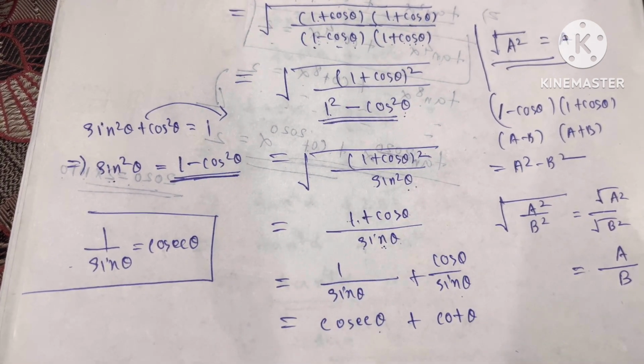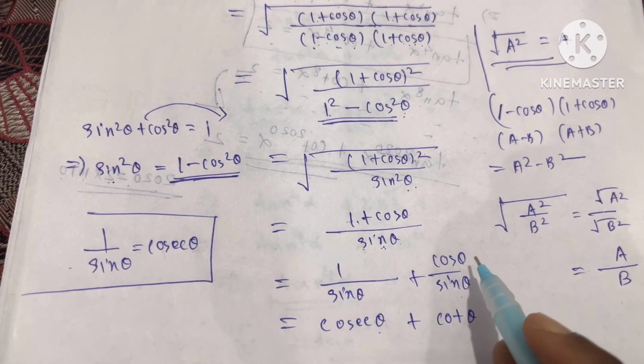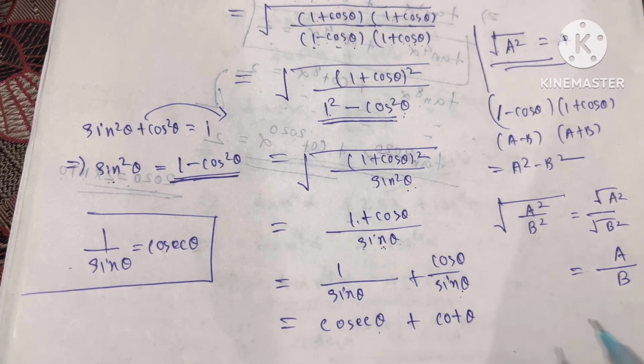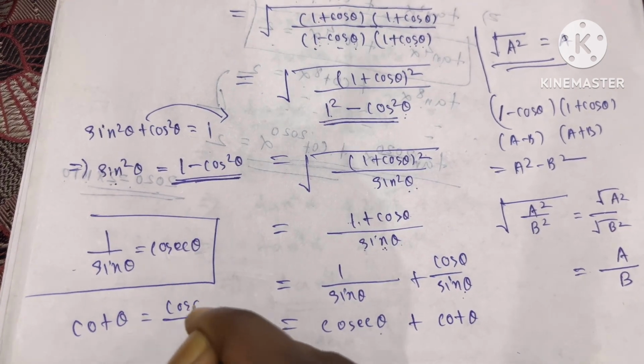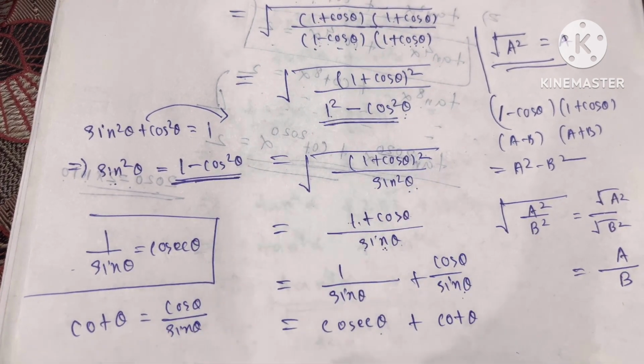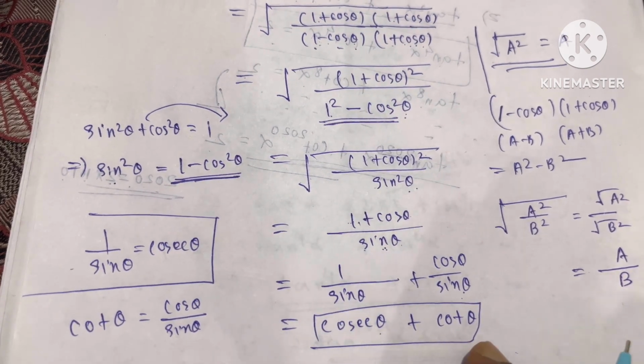So I hope you got the concept. Cot theta is nothing but the ratio of cos theta divided by sin theta. So what is the final answer? The final answer is cosec theta plus cot theta.